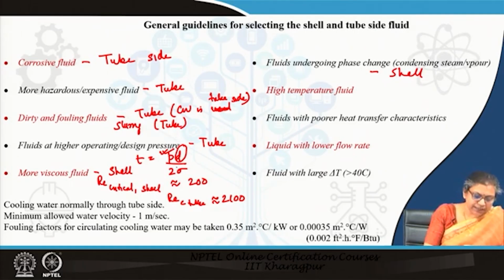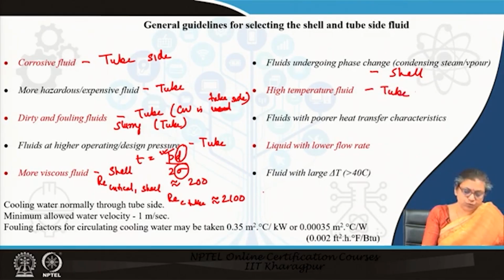The number two is that whenever the temperature is higher, naturally the yield stress decreases. Since the tubes have a lower diameter, chances of withstanding a higher pressure at higher temperature are more for the tube as compared to the shell. So higher temperature fluid we would like to put in the tube side.